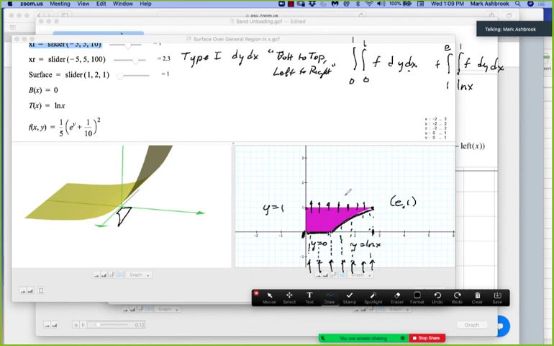Sometimes y equals 0 is the bottom. Well, that's true left to right from x equals 0 to 1. Sometimes the bottom is natural log of x. Where? From x equals 1 to e. Questions on the type 1 version of this double integral?